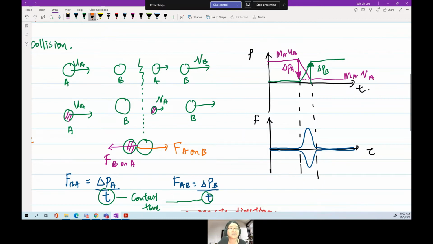Close enough. So if we take right as positive, then this one would be FA on B, and this one would be FB on A. So these are graphs that they can ask you to sketch. They can ask you to interpret, especially from this kind of graph. And also, the other thing is F is equal to gradient of the PT graph, because F is equal to dP/dt. Okay. All right, so this is the first and a very classic one.